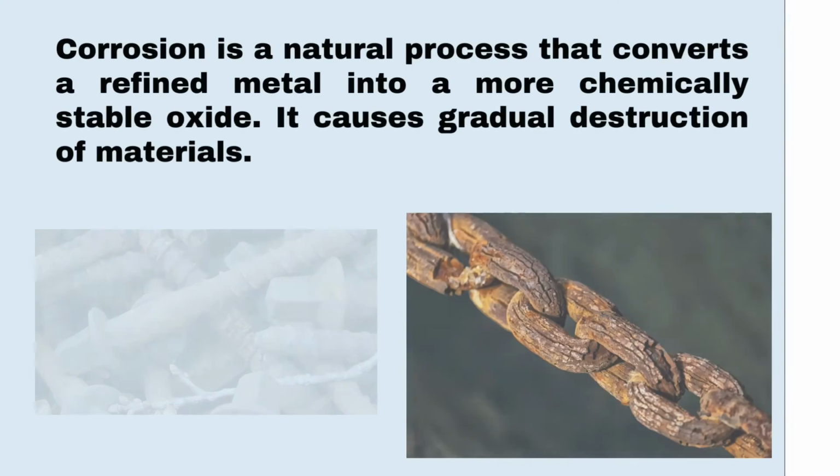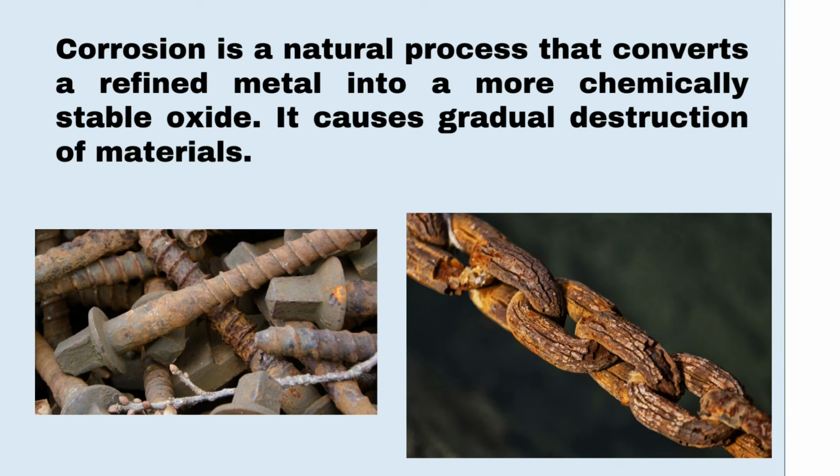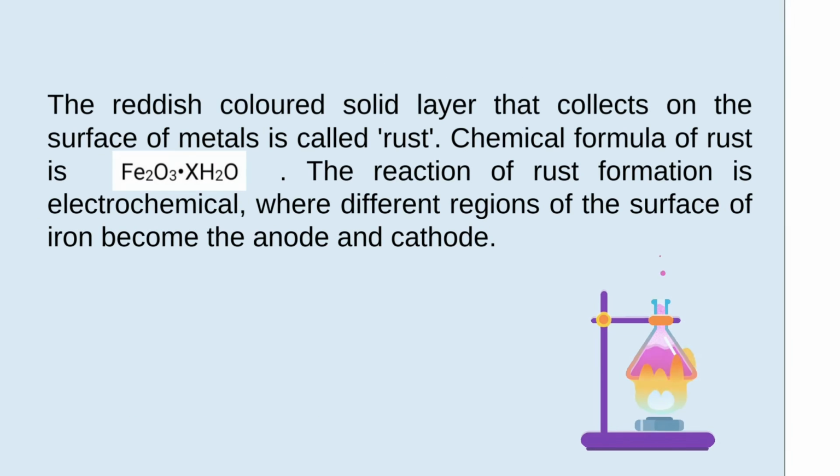Finally, we talk about corrosion. Corrosion is a natural process. It causes a refined metal to turn into an oxide that is chemically stable. It causes materials to gradually break apart as they react either chemically or electrochemically with their surroundings. As an example, we talk about the process of rusting.